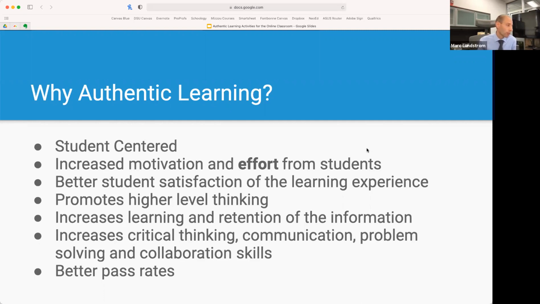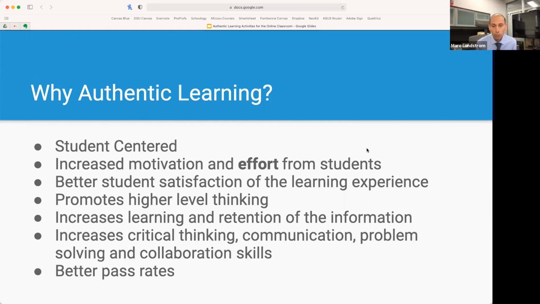It promotes higher level thinking. All of these bullets, when I think about it anyway, make a lot of sense when I think about what an authentic learning activity entails. It entails doing these things. It does require higher level thinking. It increases learning and retention of the information. It increases critical thinking, communication, problem solving, collaboration skills. All those things in my SOAR project, all those things were utilized.